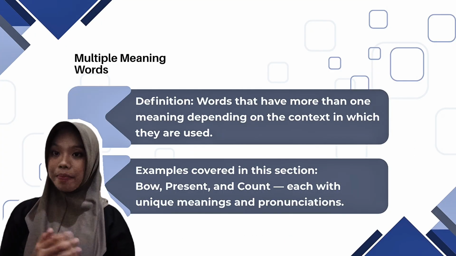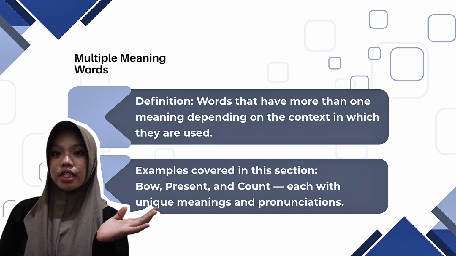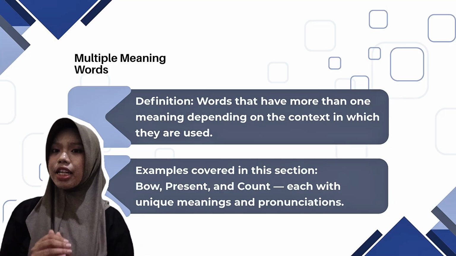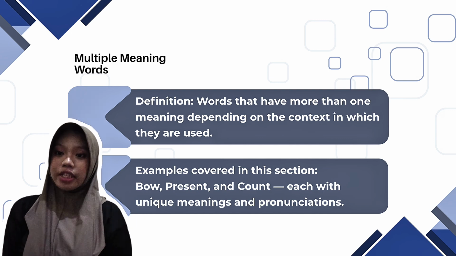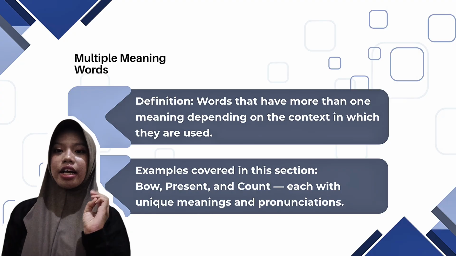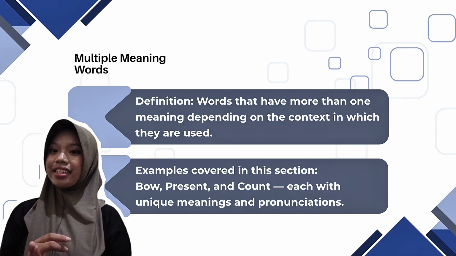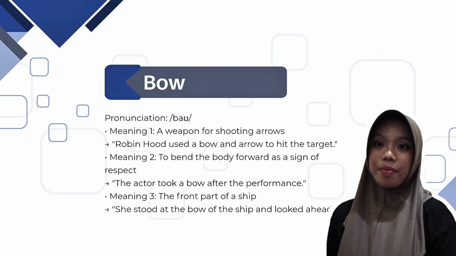The first type is multiple meaning words. Multiple meaning words are words that have more than one meaning. The meaning depends on how the word is used in a sentence. Today we will discuss three examples: bow, present, and count. The first word is bow.